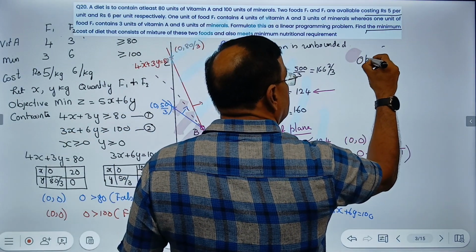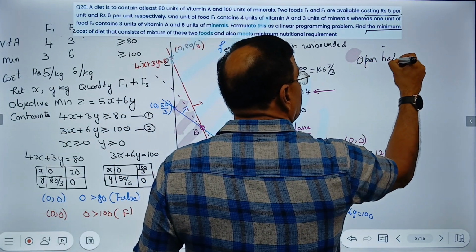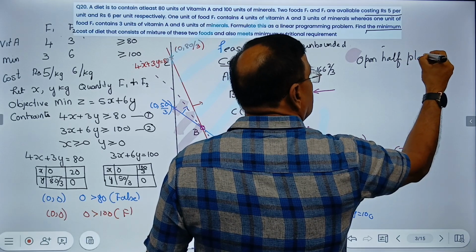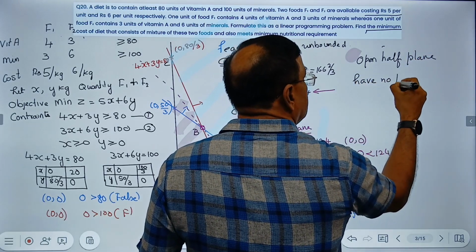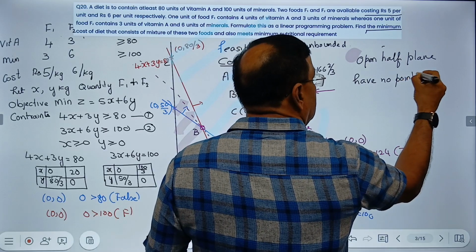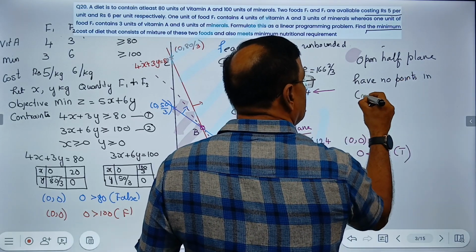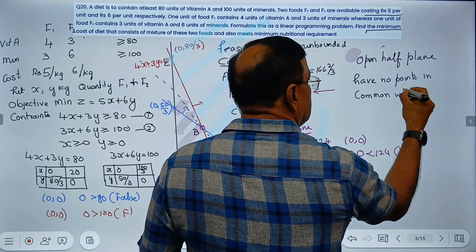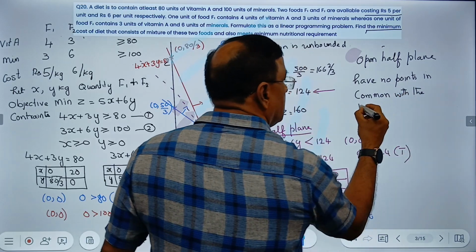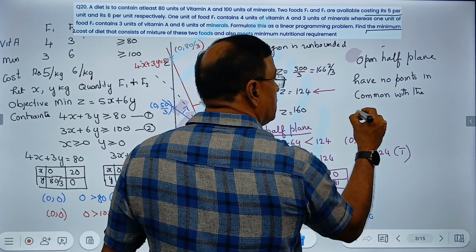Open half plane have no points in common with the feasible region, with the unbounded region.